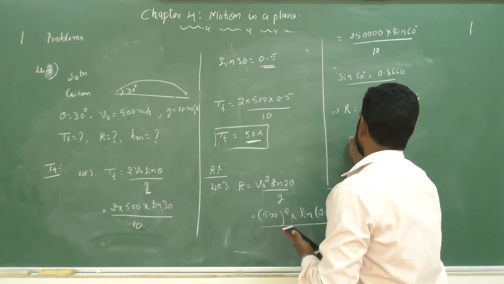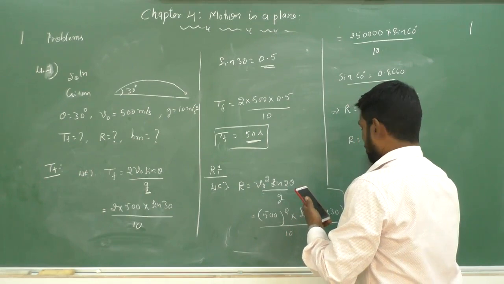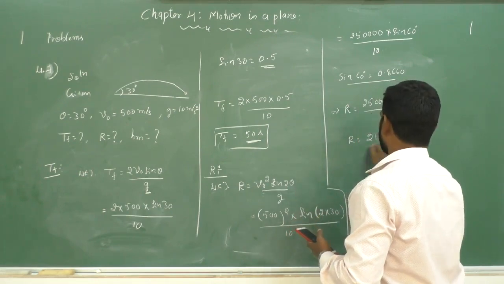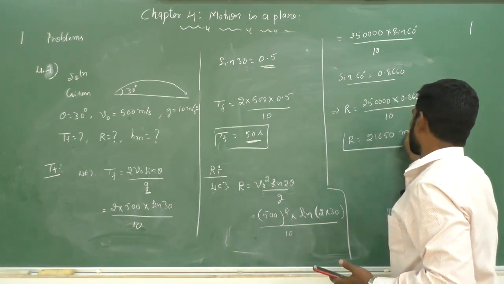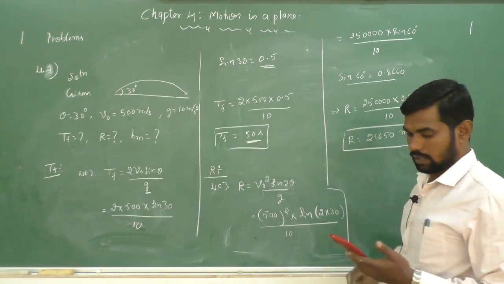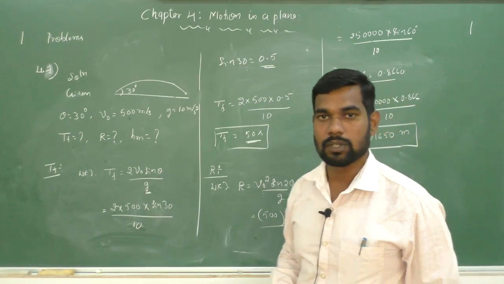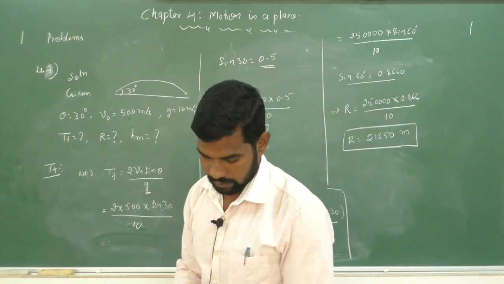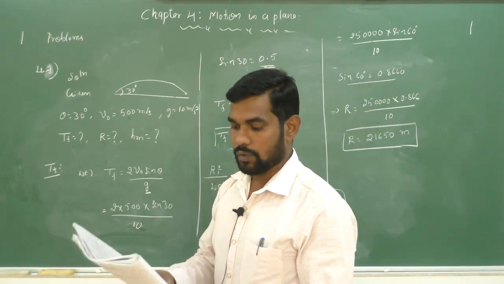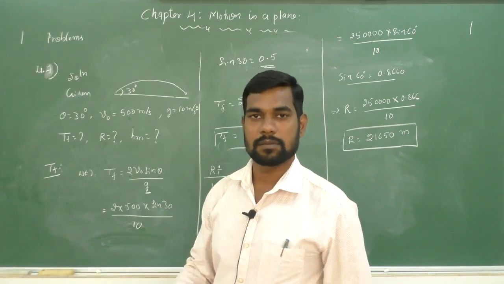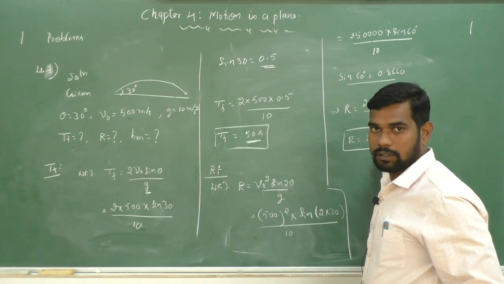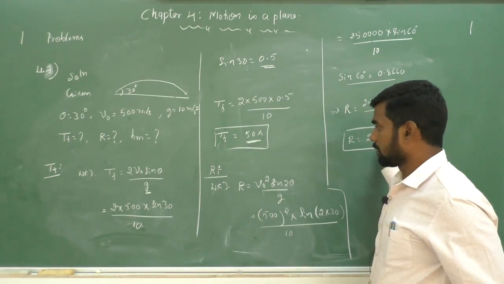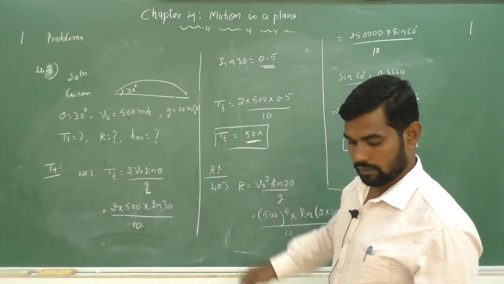So R value, that one is 2,165. This one is in terms of meter, no? Here it will come in terms of meter. So 21,650 meter, that is 21.65 kilometer, the same as 21,650 meter. Next, the third one, the HM value we need to find out.